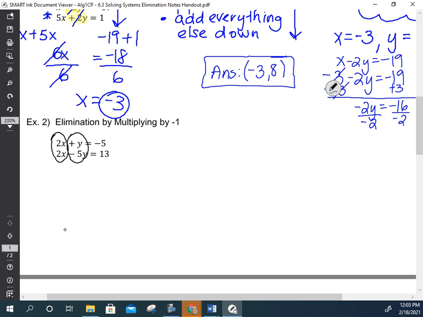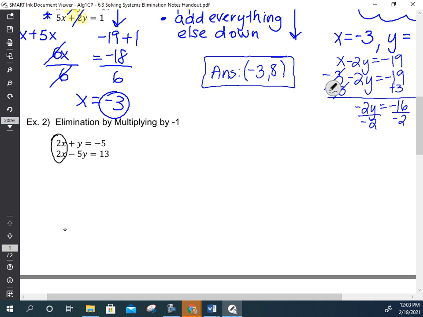Which variable has the same number? Which letter has the same number in front of it? This part should be easy to identify. And that would be x. So x has the same number, but the signs aren't the same. That's a positive 2. That's a positive 2.